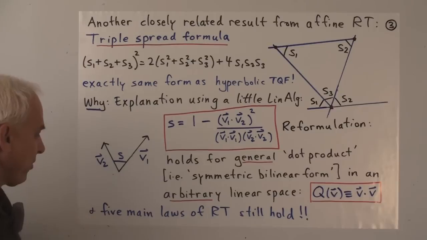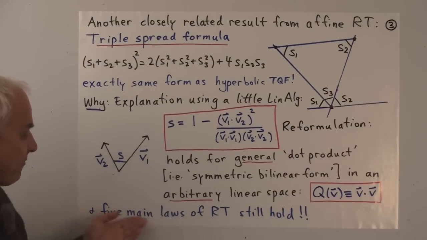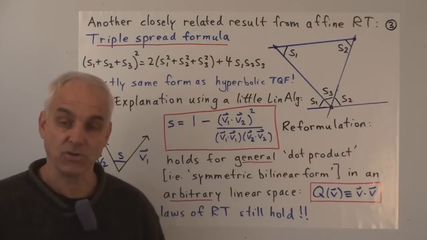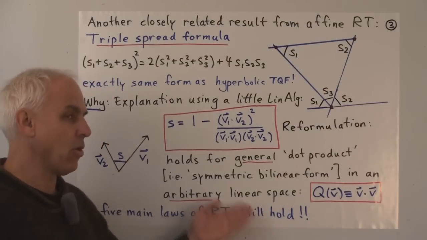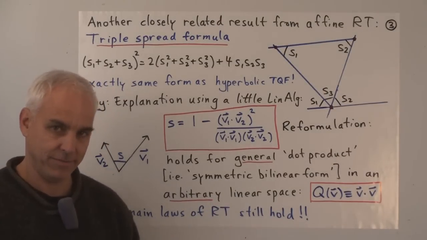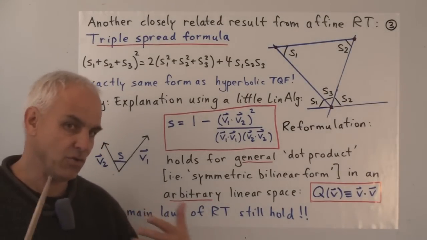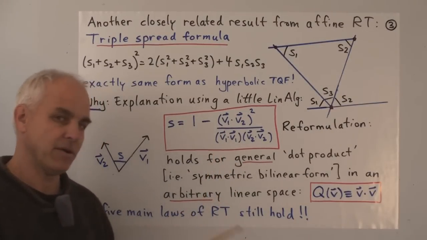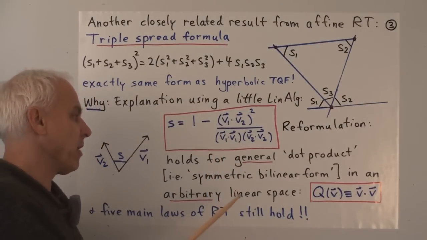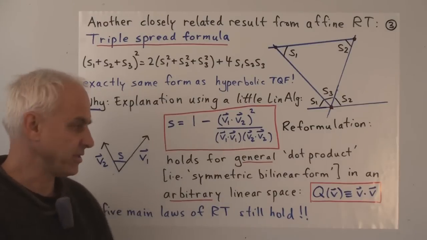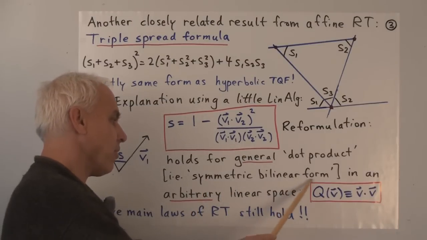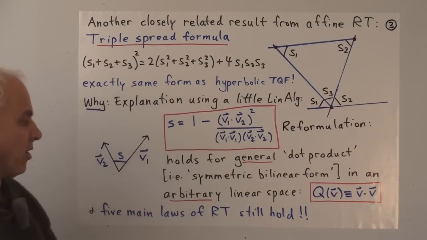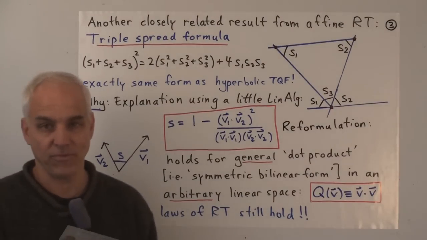And then a sort of remarkable thing happens. It turns out that the 5 main laws of rational trigonometry that I told you about last time still hold in this more general setting. That's why it's a universal kind of geometry. It's not just working for the Euclidean dot product, it's also working for more general dot products, which are often more technically called symmetric bilinear forms.